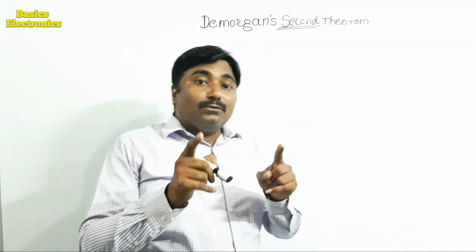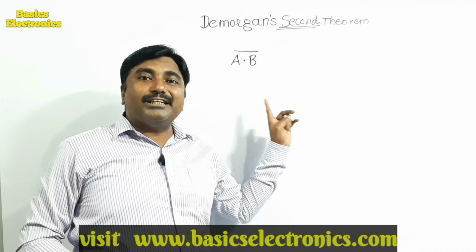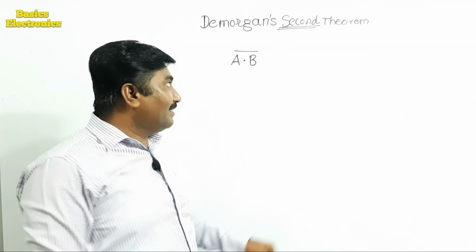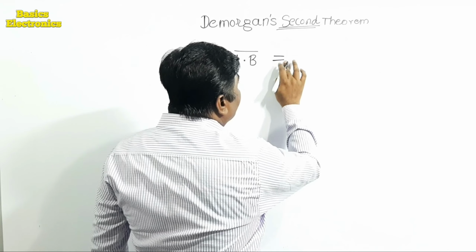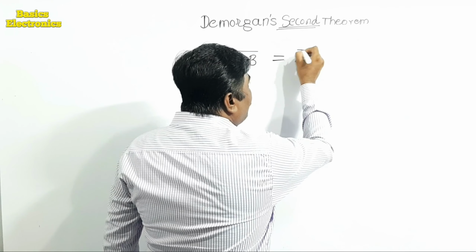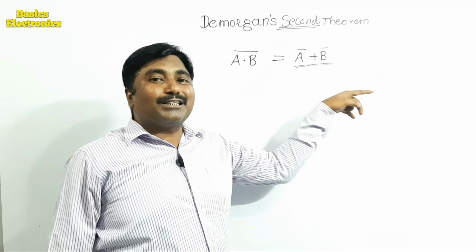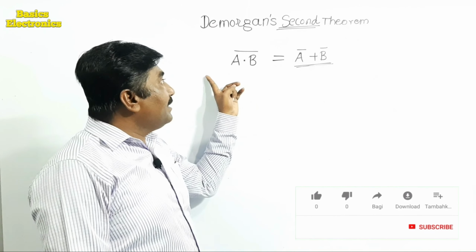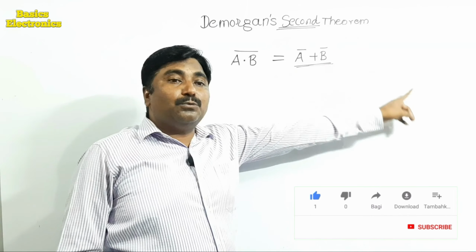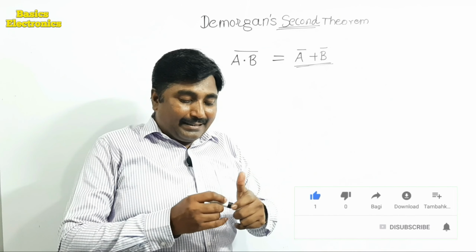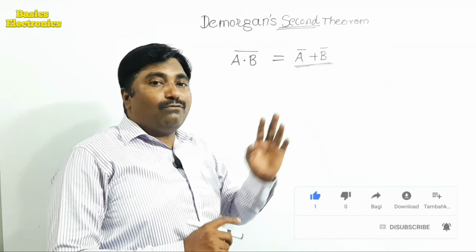De Morgan's second theorem. Okay, so the equation is (A dot B) complement. This is the equation of the NAND gate, equals A complement plus B complement. This is a known equation for you: A complement plus B complement. So we have to see the NAND gate is equivalent to which one gate, that we have to prove, and then here we get the name of that gate.